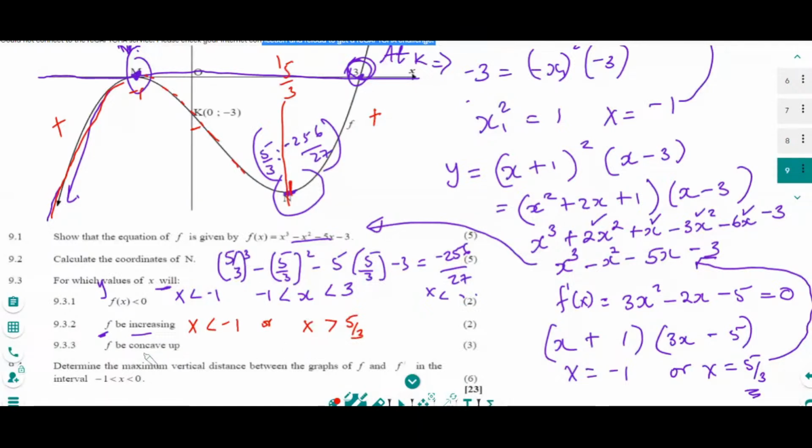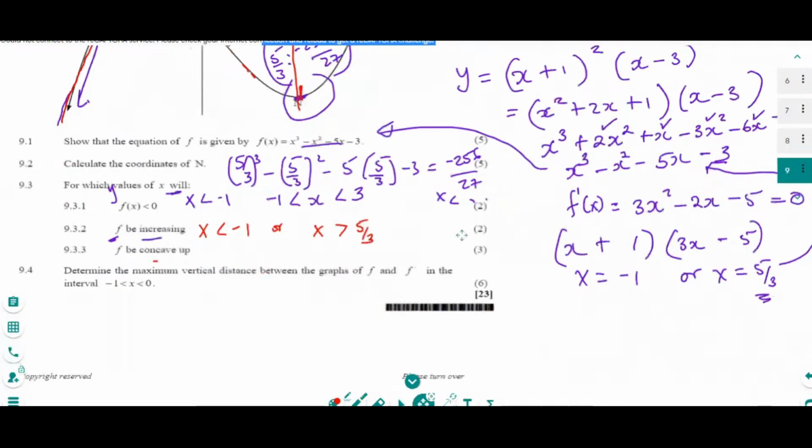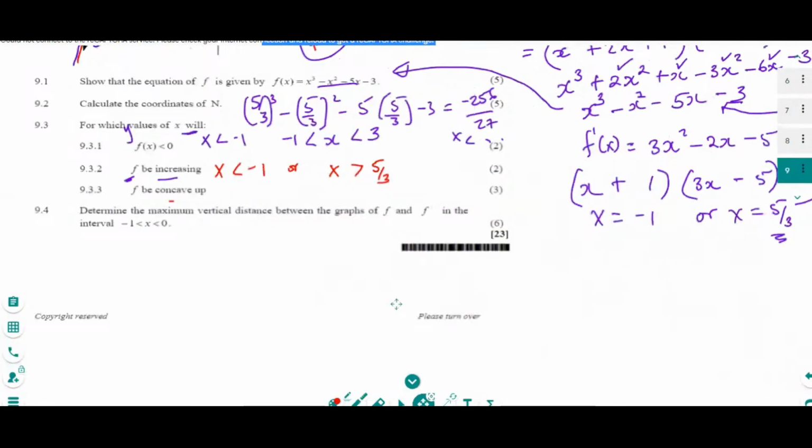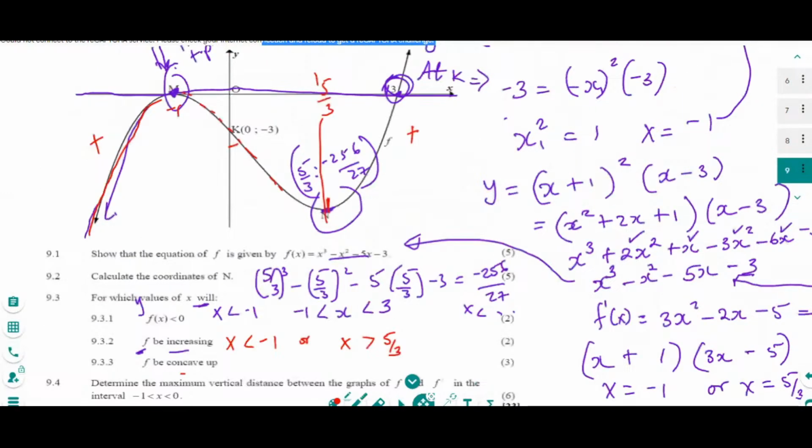9.3.3, where do we find the graph to be concave up? So whenever they talk about concavity upwards or downwards, in most cases we can look at the turning points. So we look at the -1, and then we look at the 5/3, and we find the midpoint of the two. So (-1 plus 5/3) divided by 2 will be the x coordinate of the turning point.